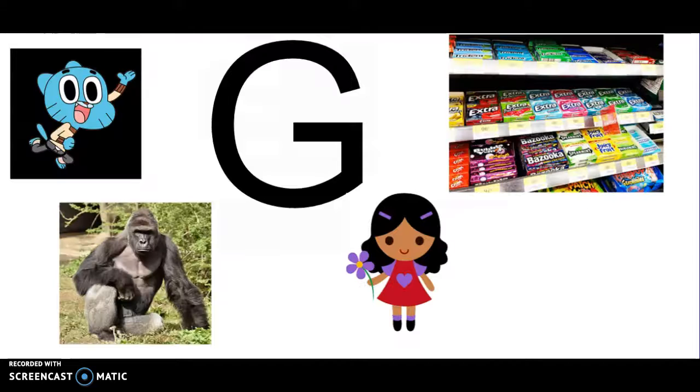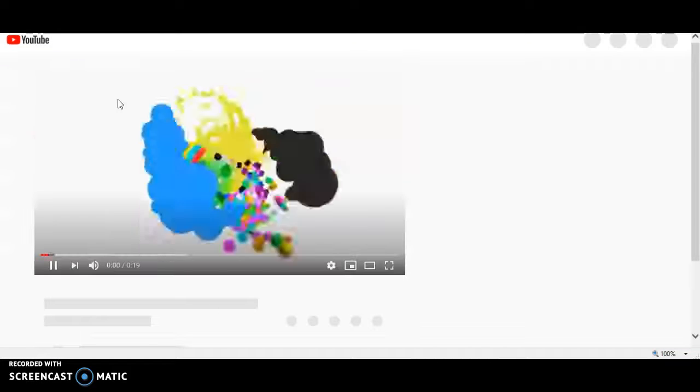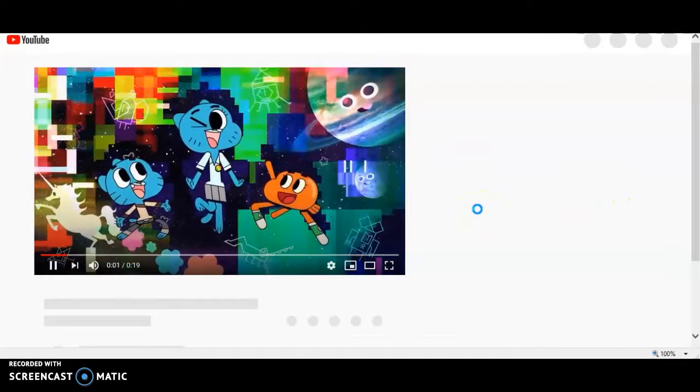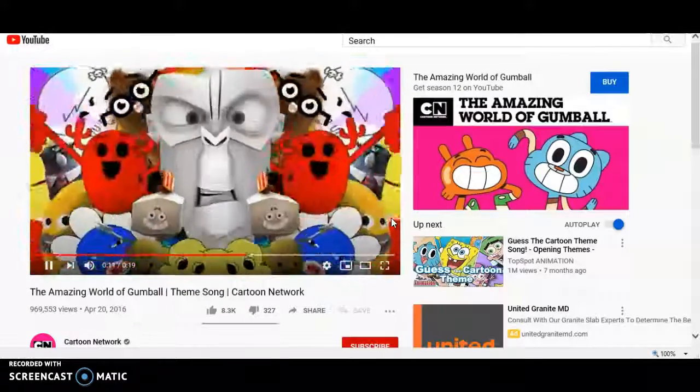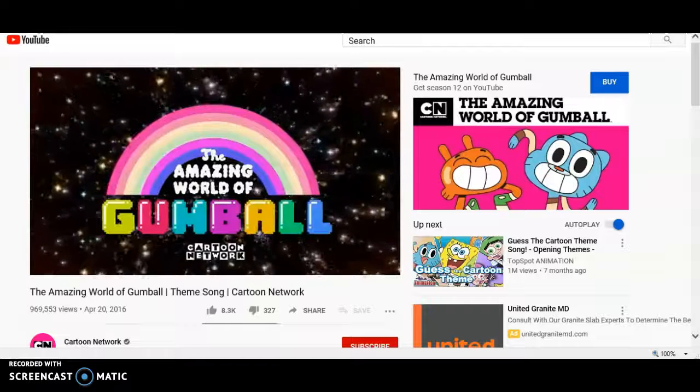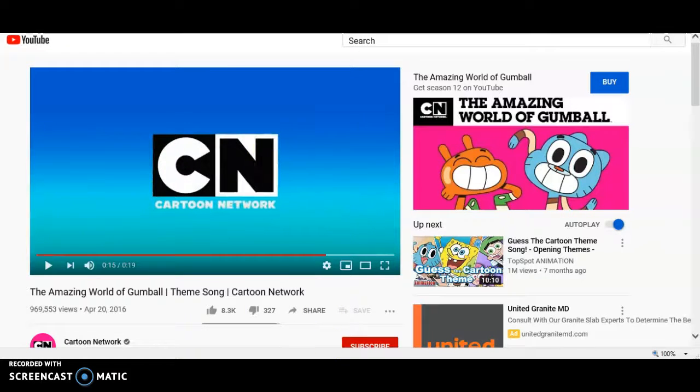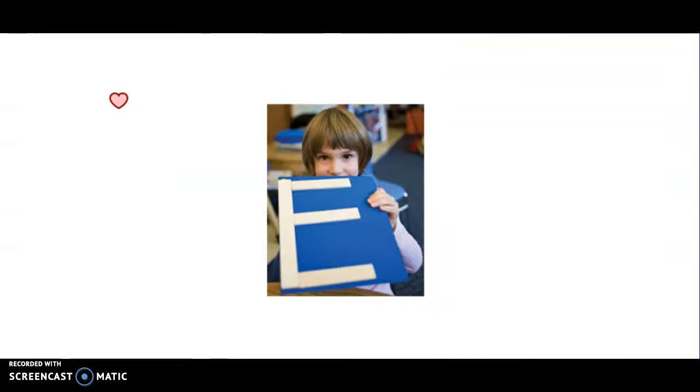Our letter this week is the letter G. That's right. And G says G, G, G for gumball, gorilla, girl, and gum. G, G, G. Let's see, gumballs. Gumball. So let's make the letter G, but first we've got to sing about where we start this letter, so let's stand up.